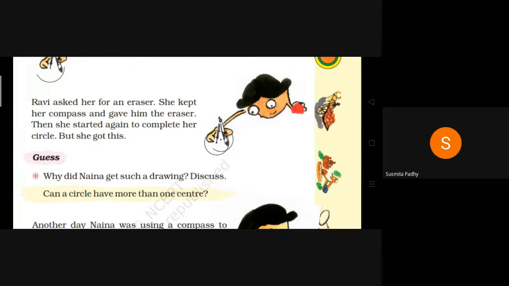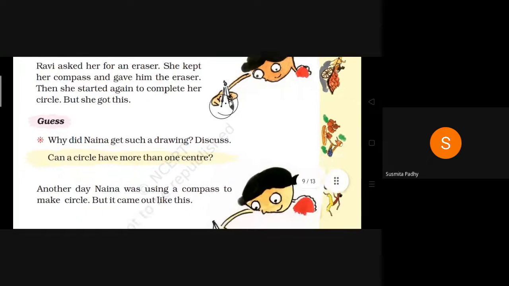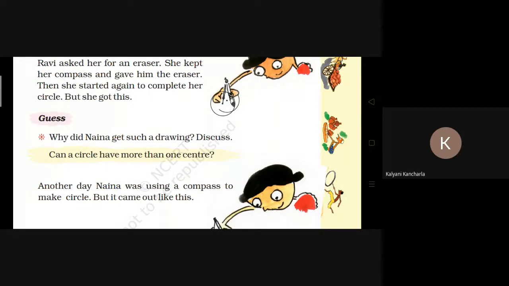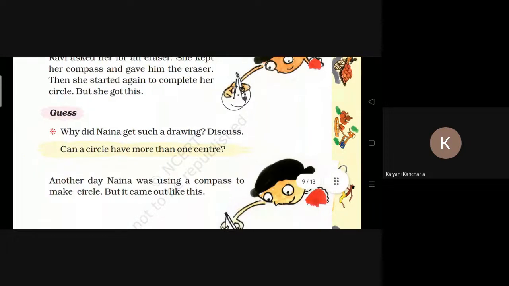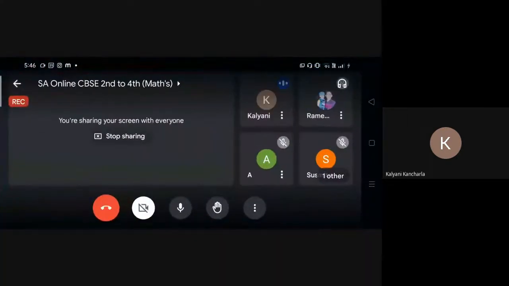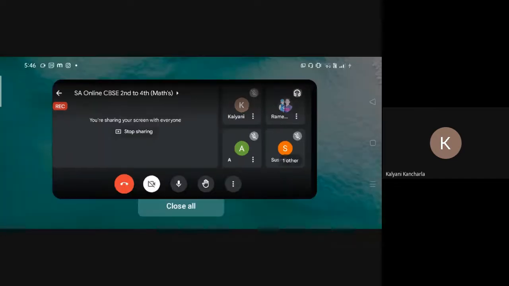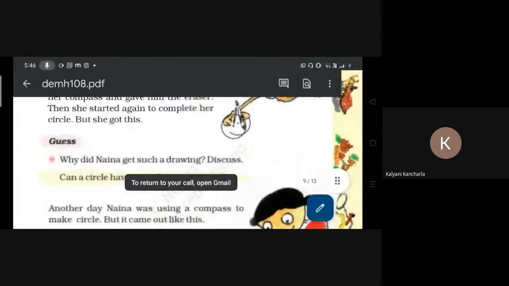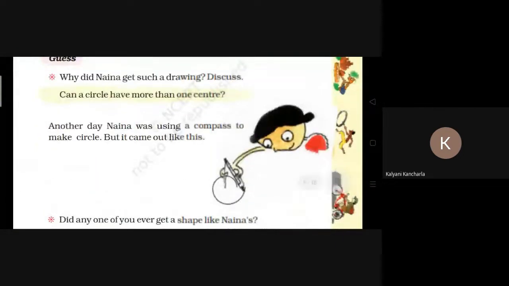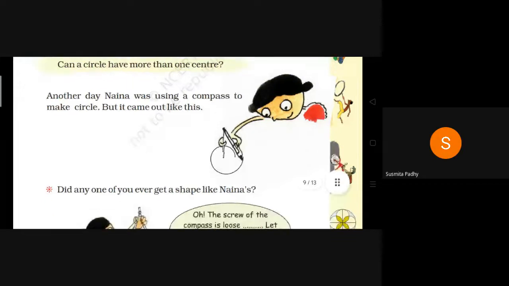She lost her control, na? That tip also has been moved from its place. So this is not a circle. She lost control. Why did Naina get such a drawing? While giving the eraser to her brother, she lost control of her hand. Because she lost control, she actually changed the center, and so she changed the circle. See, yes. So, can a circle have more than one center? No. Yes, good.